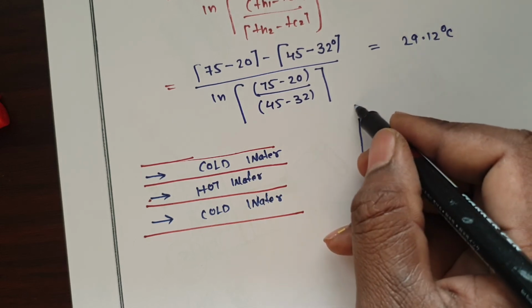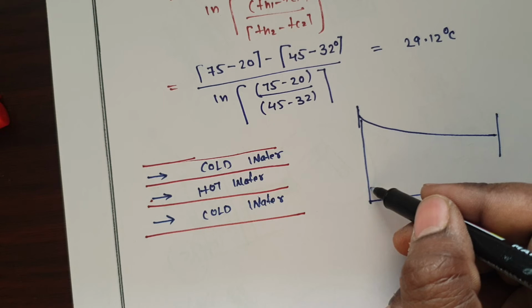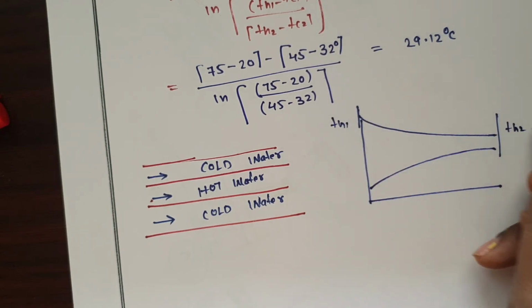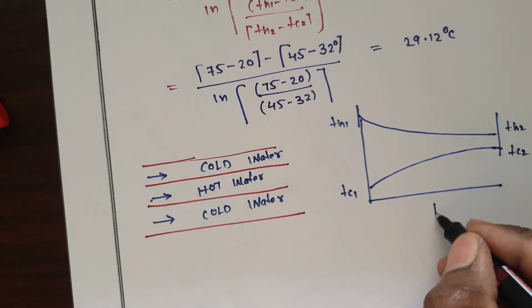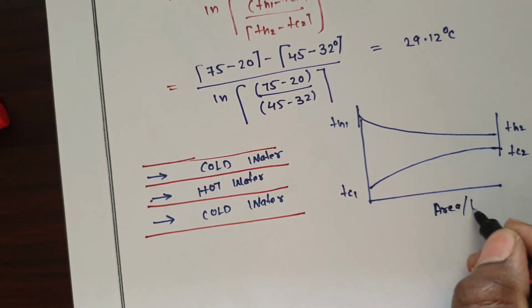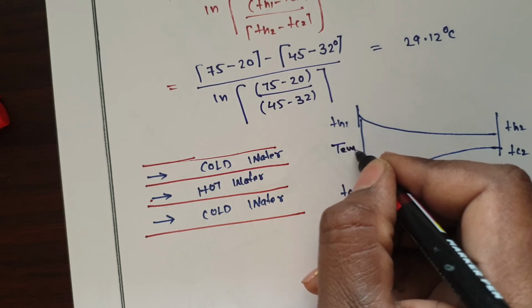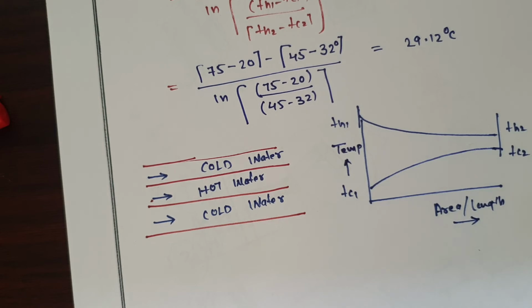After that, you have to draw this diagram. In this diagram, this is Th1, this one is Th2, this is Tc1, this one is known as Tc2. This one is known as area or length, and this one is known as temperature.